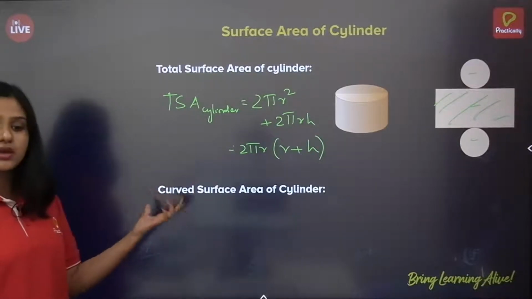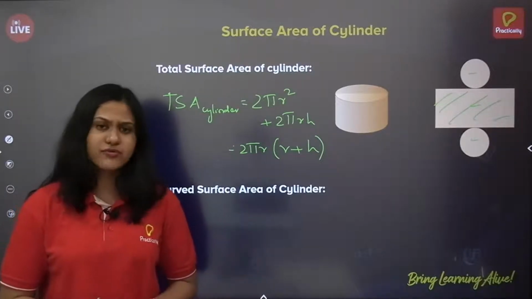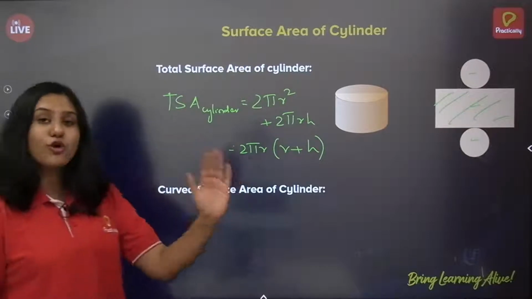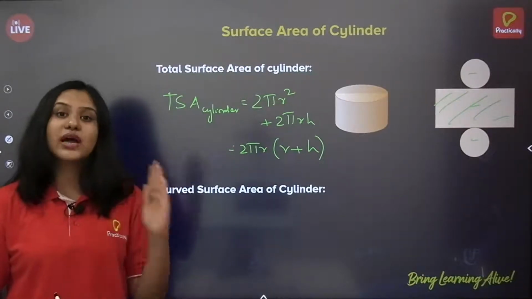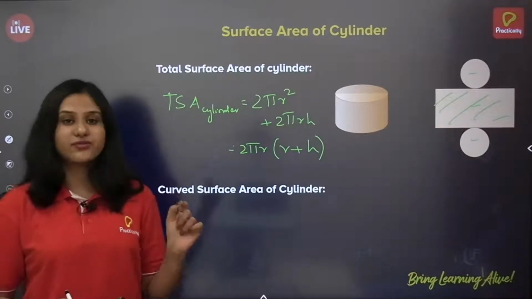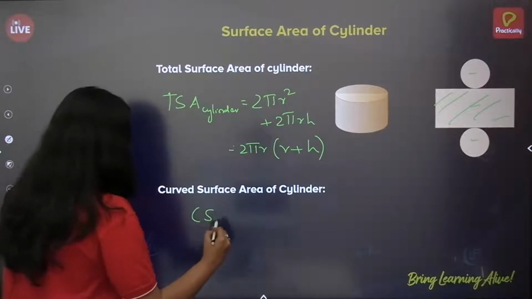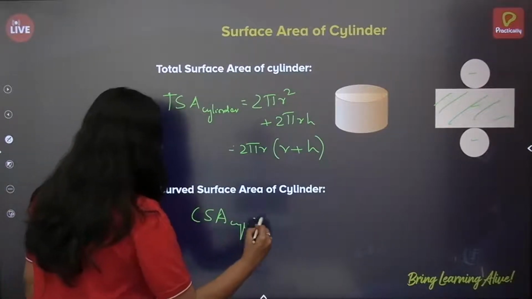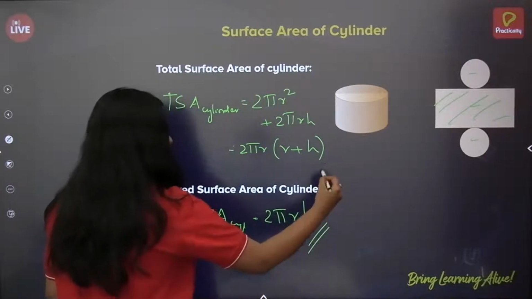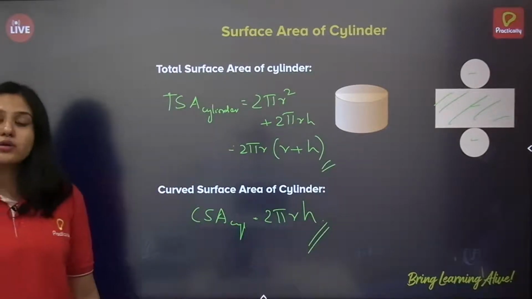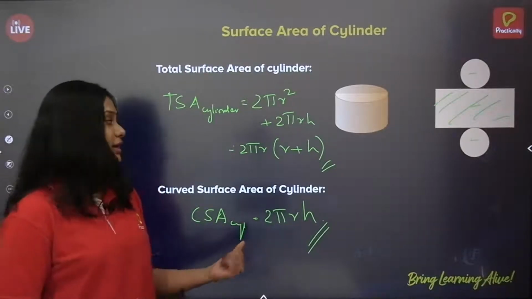Now let us see curved surface area, and you might be wondering, ma'am, why aren't we calling it lateral surface area? Since the lateral surface of the cylinder is curved, correct? So that is the reason we call it curved surface area of cylinder. So what will be the CSA of cylinder? CSA of cylinder is equal to 2 pi r h. So these are the two important formulae related to the surface area of cylinder, correct?